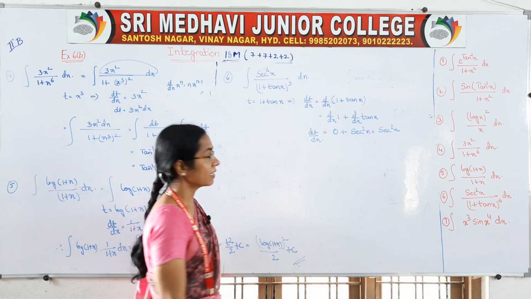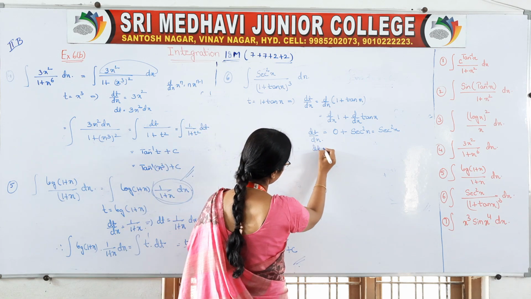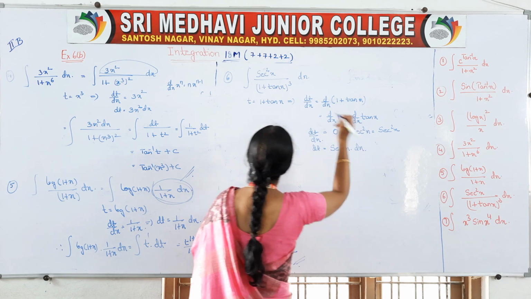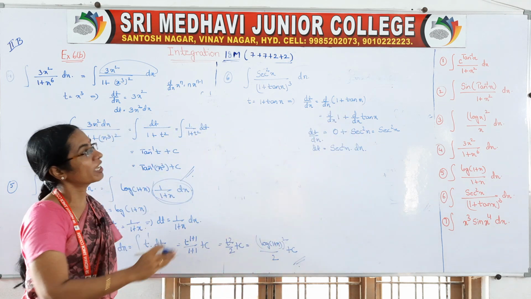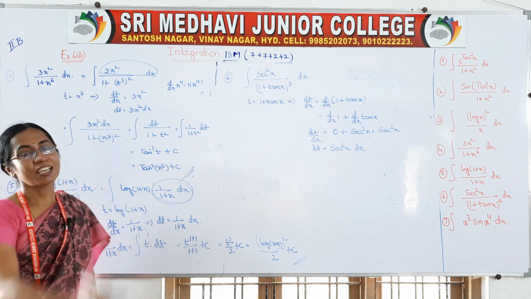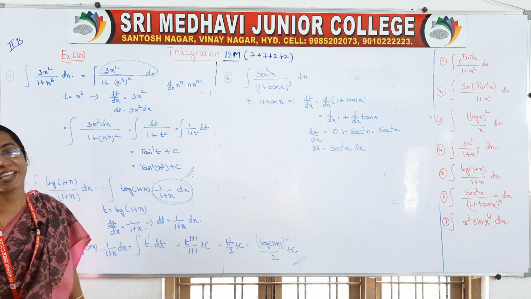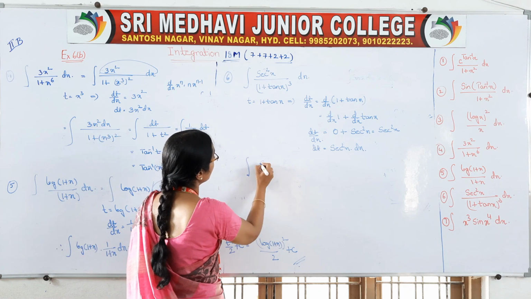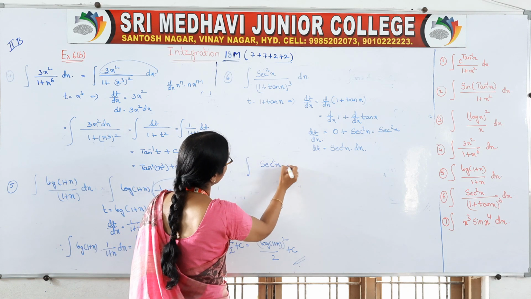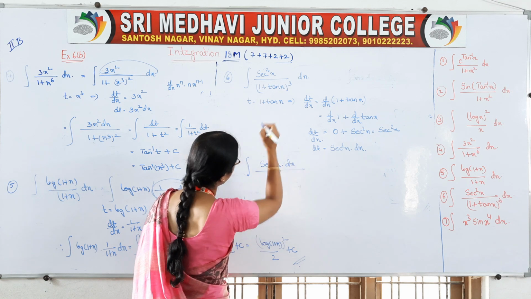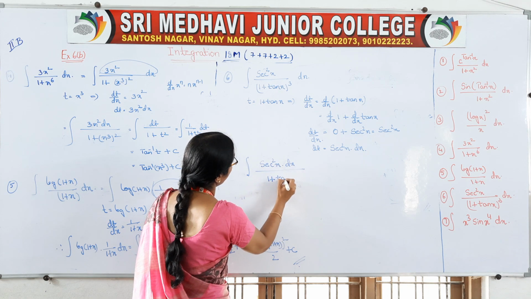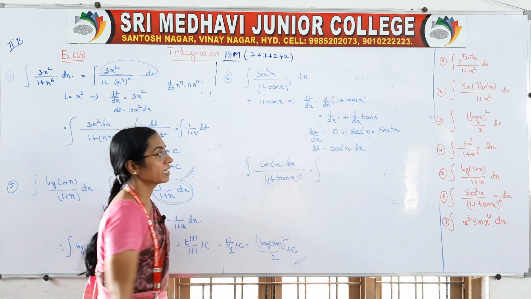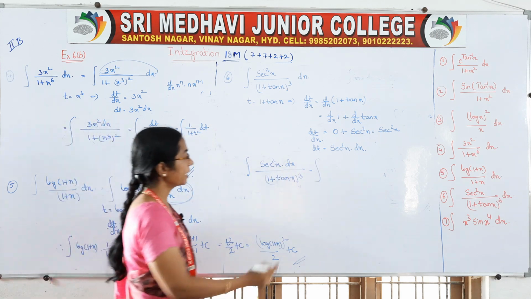Now send dx to that side. What happens? dt is equal to secant square x into dx. So in the question, do we have secant square x dx? Yes, definitely we have that value, secant square x dx. So come on, take the question. Integral of secant square x dx by (1 plus tan x) whole cube: secant square x dx we got as dt.